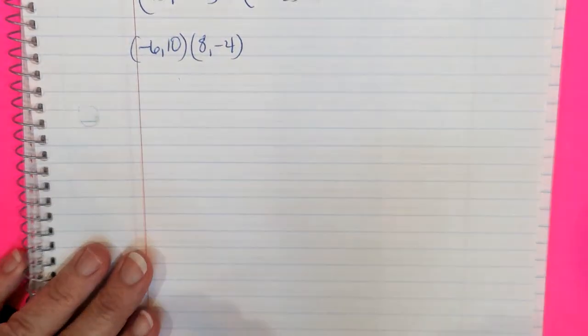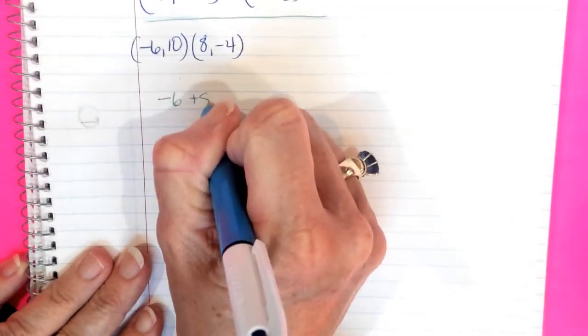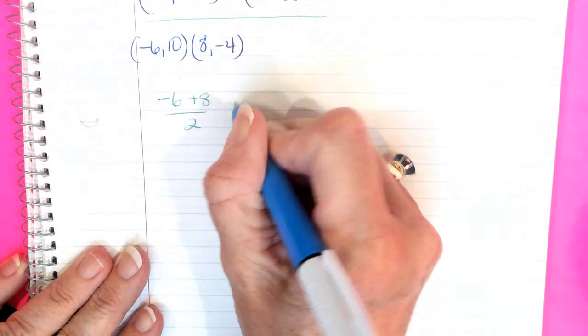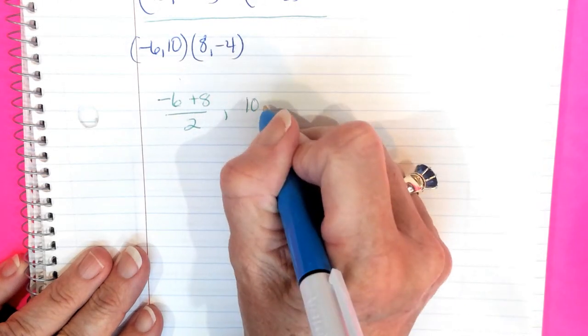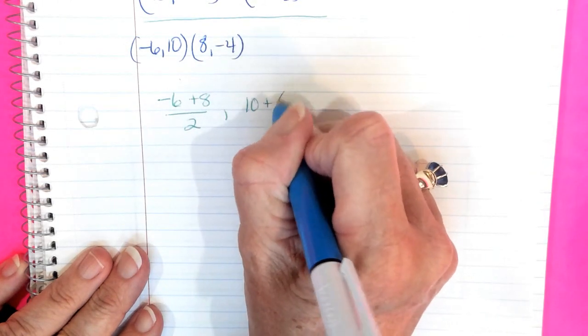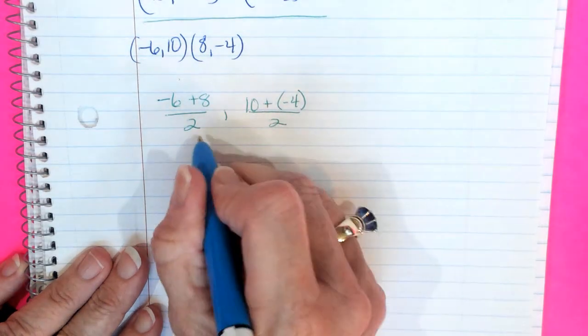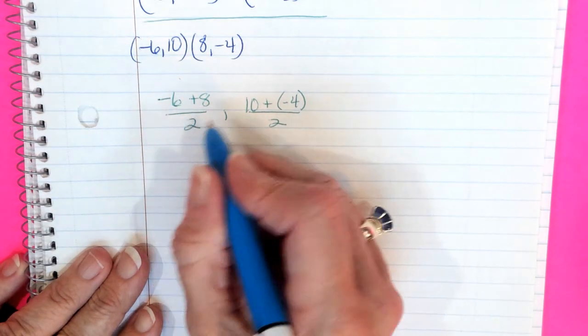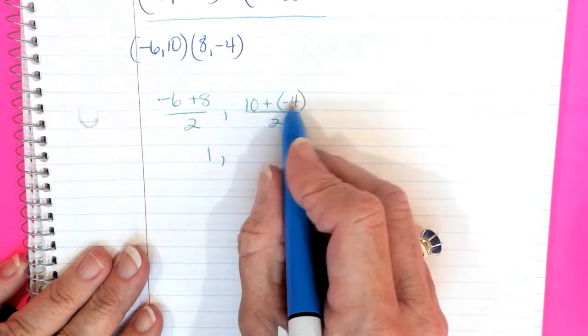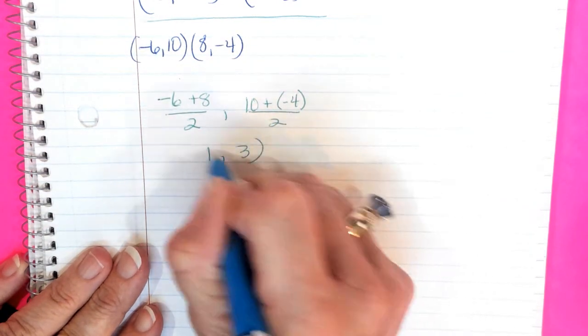We're still using the formula, so we're going to do -6 plus 8 to add the x values and divide by 2. And we'll do 10 plus -4, or 10 minus 4, divided by 2. This will give us 2 over 2, which will give us 1. This will give us 6 over 2, which will give us 3.